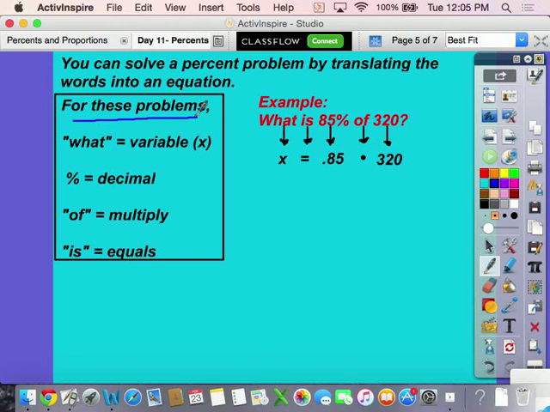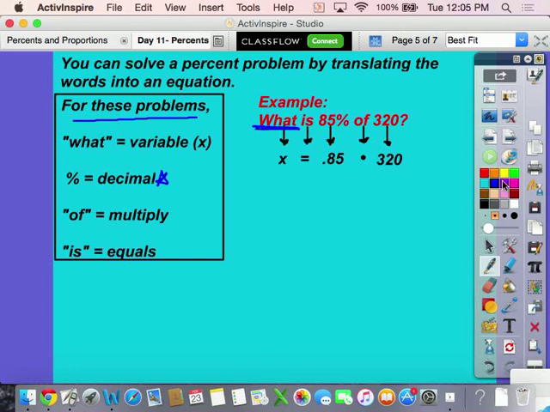So we know when it's our unknown, like our what, that's always going to be our x or whatever variable. Is in math always stands for equals. 85%, whenever we see our percent, we are going to write that percent as a decimal. We should all know that of in math means multiply, and then we just bring our numbers down.